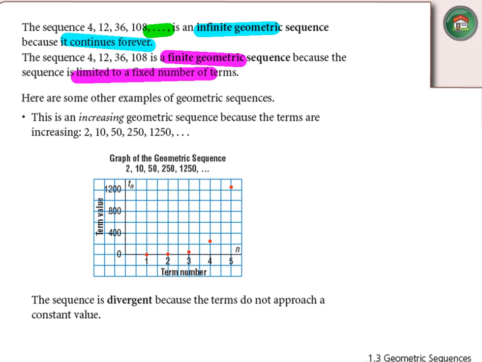And then we can graph them. We can see, oh, look at that. Hey, they're going up, and they go on forever. This here is going to be called divergent, because they're not approaching a constant value. It's going up and up and up, away from a certain number. It's really going to infinity.